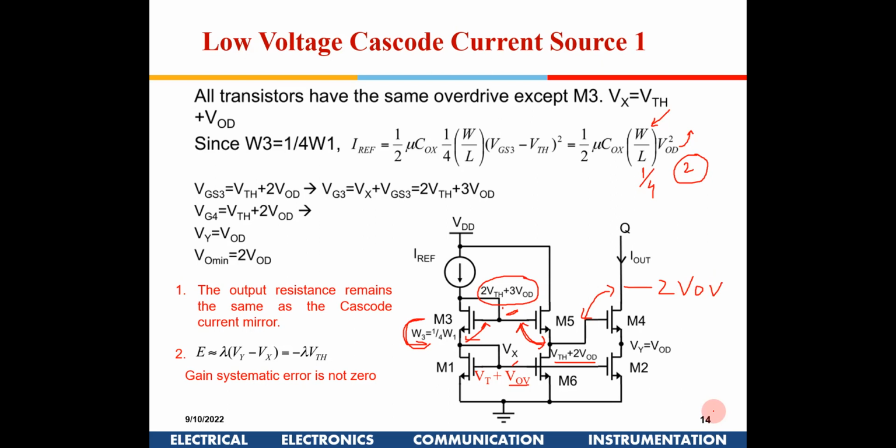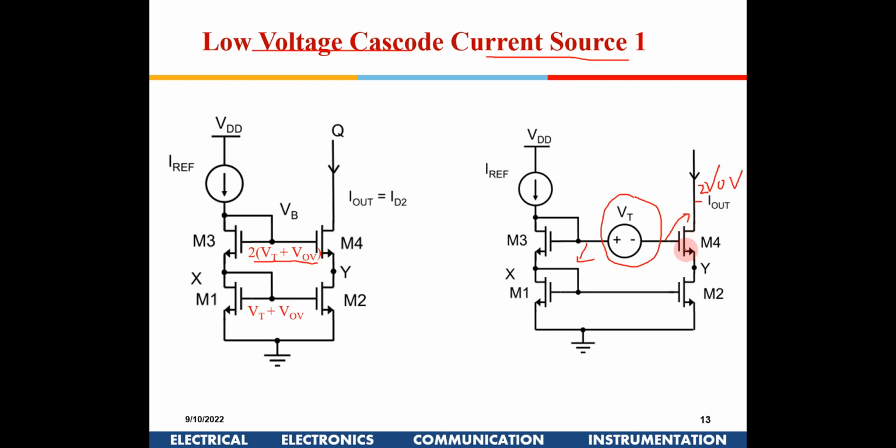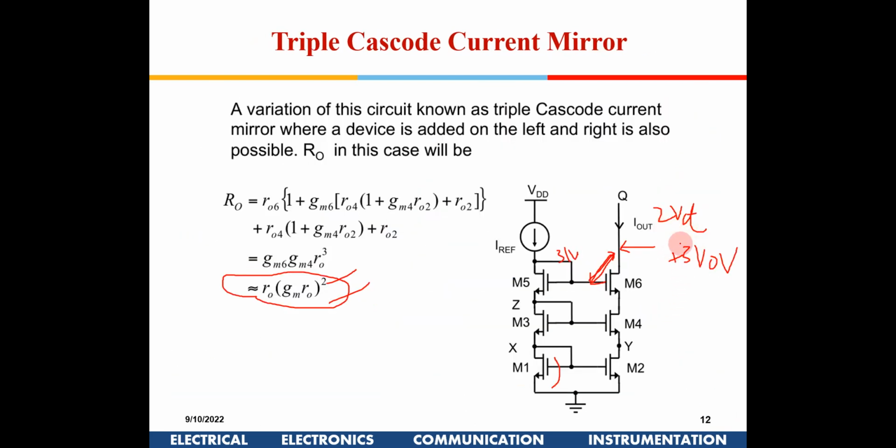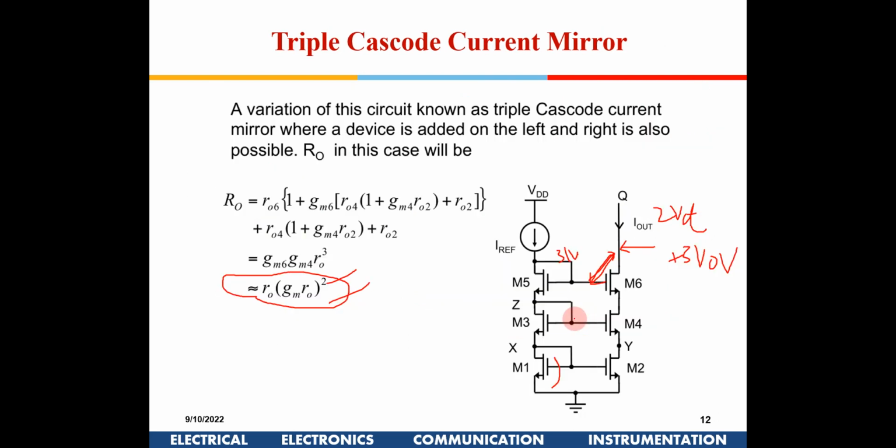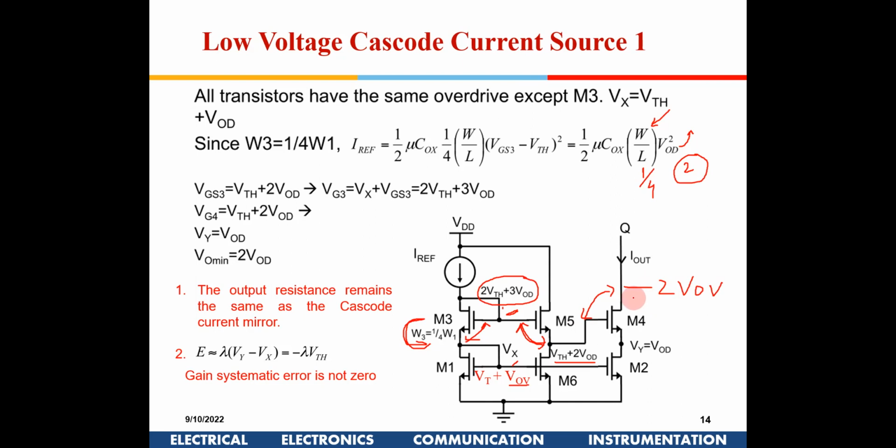If you see for 180 nanometer, it is around 0.6, right? So initially we saw the requirement is here, 2 VT plus 3 VOV, and in the prior circuit we saw VTH plus 2 VOV. So VTH is a very large value, 0.6, compared to VOV, which is very, very small. So in this particular circuit, the total minimum voltage is 2 VOV, which is much lesser. Okay, so there is an advantage. Is the advantage clear to all of you?